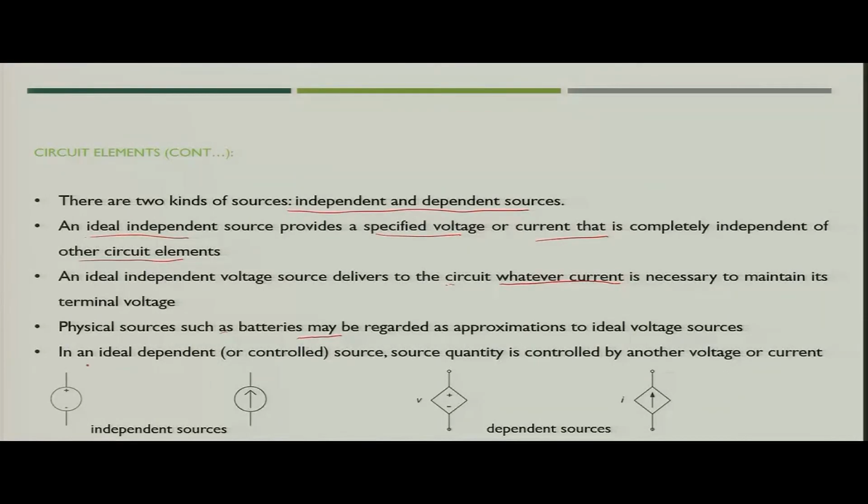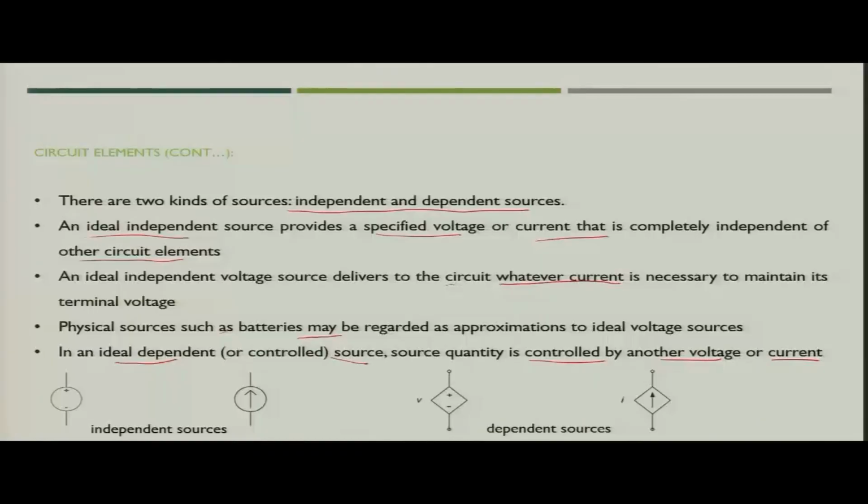In the case of an ideal dependent source, it means that the source quantity is controlled by another voltage or current. When you see a dependent voltage source or dependent current source, its value is derived from the output of some other element. For example, if the circuit element has a resistance, the voltage drop across the resistance will derive the value of the voltage source.